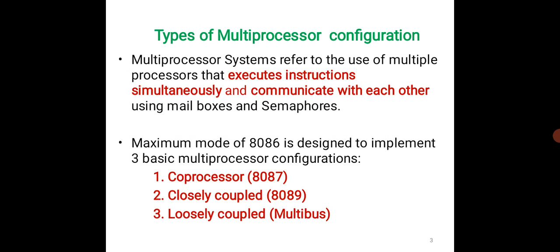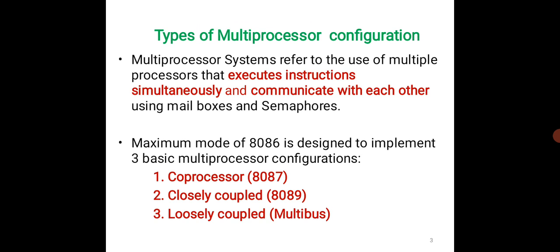So we'll see what are the types of multiprocessor configurations, and we should know what is a multiprocessor system. This refers to the use of multiple processors that execute instructions simultaneously and communicate with each other. The maximum mode of 8086 is designed to implement three basic multiprocessor configurations. One is with coprocessor, the second is called closely coupled, and the third is called loosely coupled.